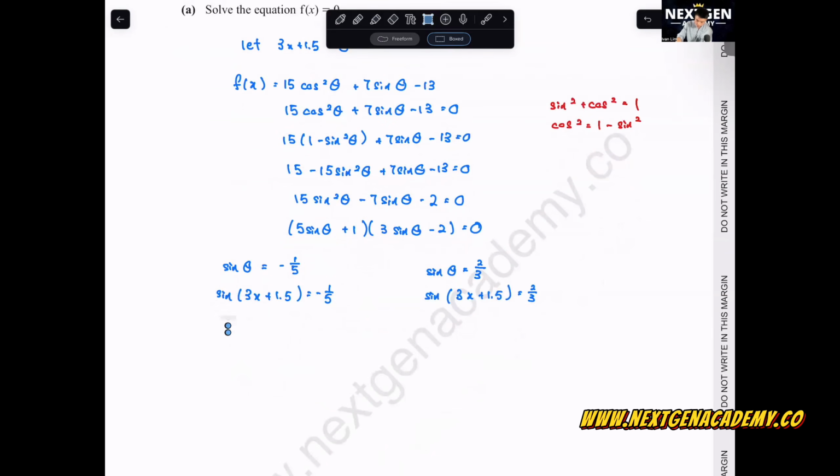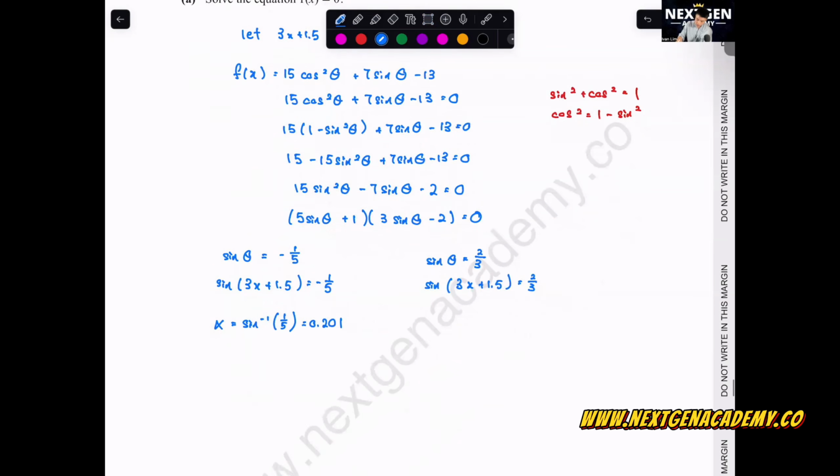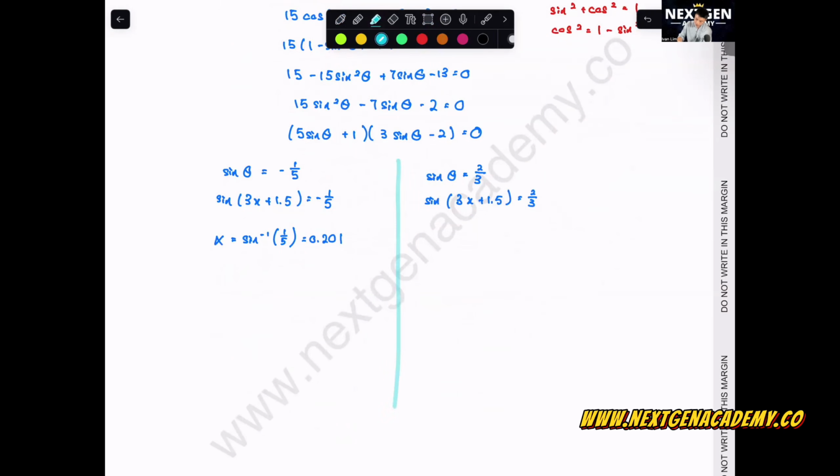Find the base angle. So alpha is equal to inverse sine 1 over 5. Make sure it's in radian mode. We'll get 0.201. Okay, this one I split into half so you can see clearly.